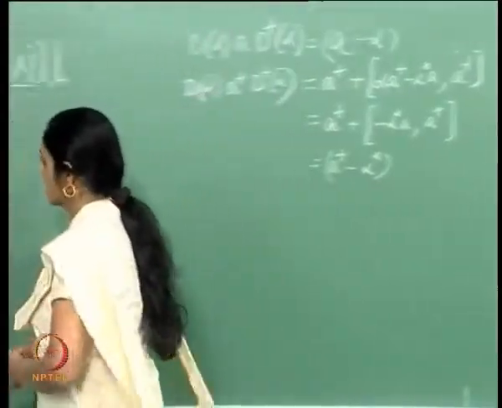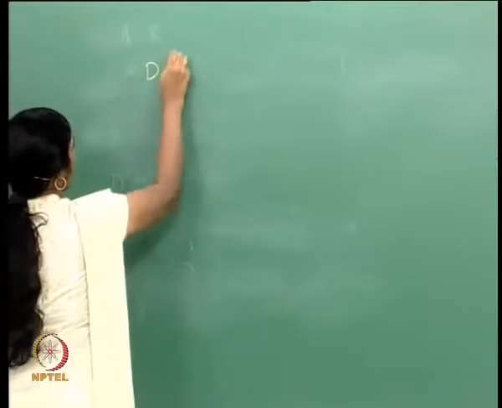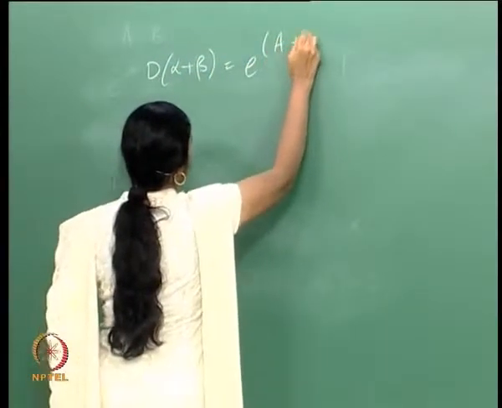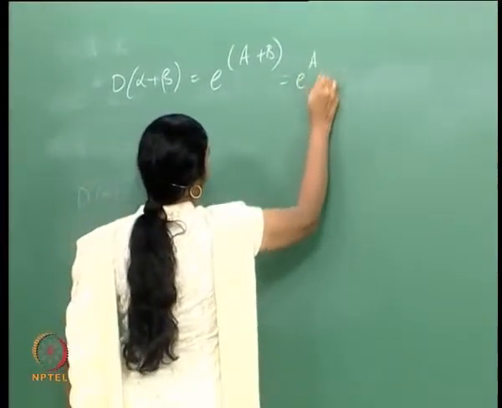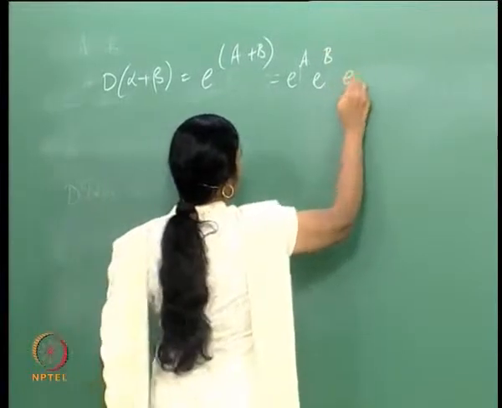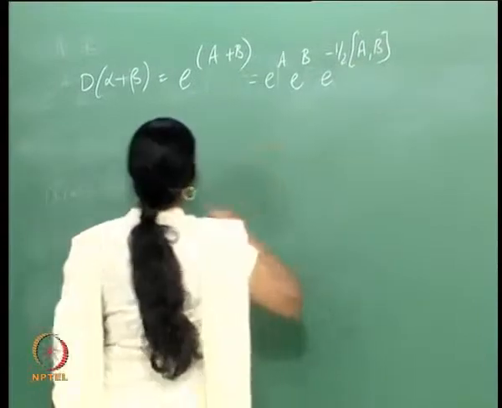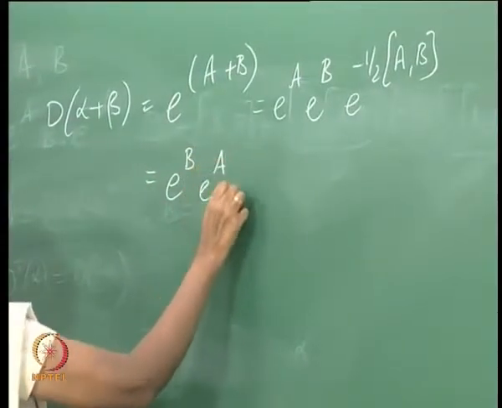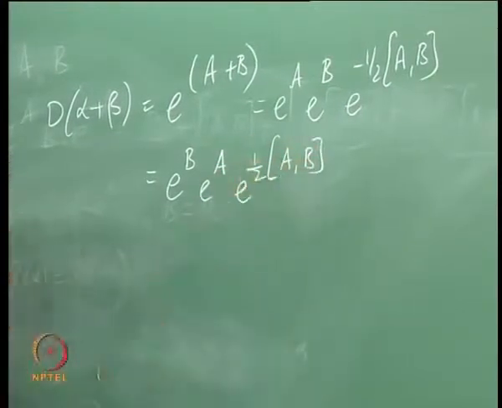I can write D of alpha plus beta in the following manner. So D of alpha plus beta is e to the A plus B, and that is the same as e to the A, e to the B, e to the minus half commutator of A with B. But it is also the same as e to the B, e to the A, e to the plus half commutator of A with B.